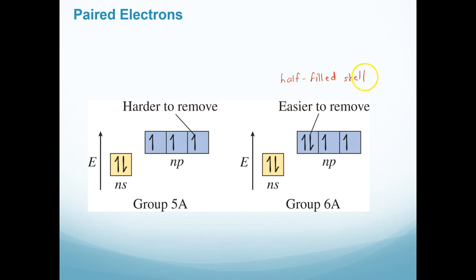Okay? And we said that there's some special level of stability when we have a half-filled shell. So if we remove that one, that's what we get. Whereas if we remove this electron in the p orbital, we don't get that same level of stability.